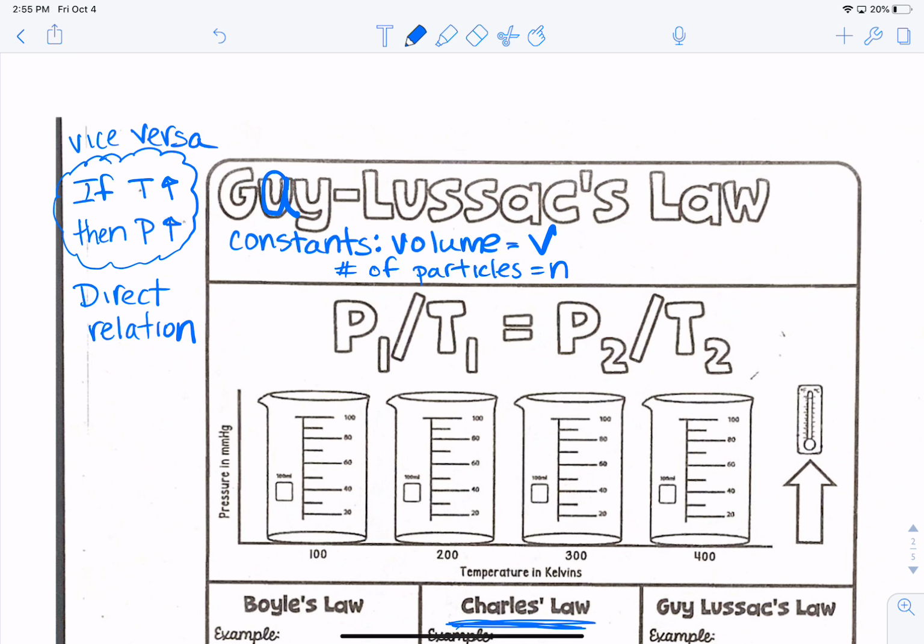We saw this yesterday with Charles' law. Yes, folks in the back there? Let's refocus. Thank you. A direct relationship. All right. If I were to graph this, the little trend line, we would have temperature and pressure, and this would be a linear graph, meaning it's a line, and it would increase.